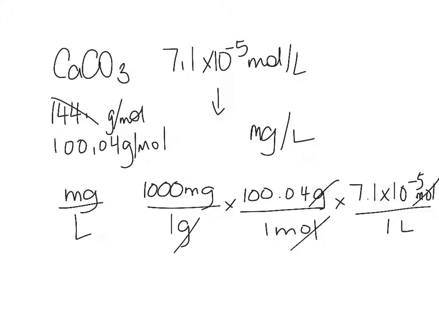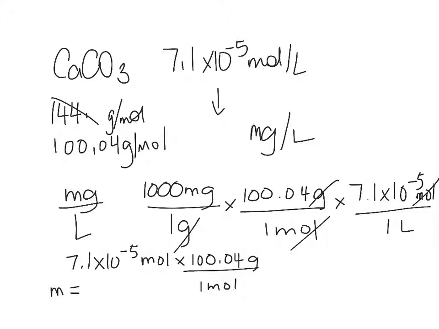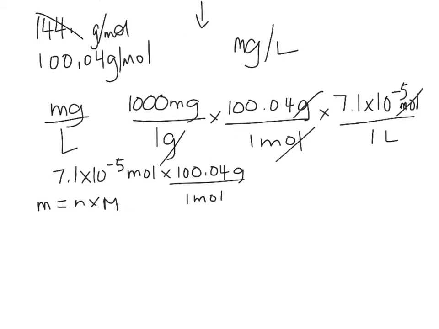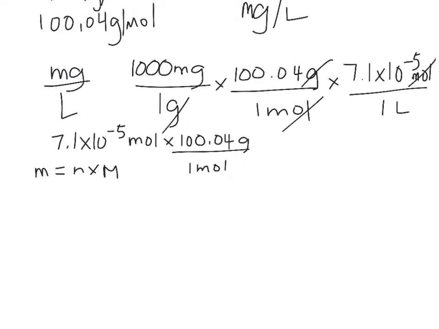Some of you are still uncomfortable doing the math this way, and that's okay. So, 7.1 times 10 to the negative 5 moles times 100.04 grams per 1 mole will give you the mass. Right? This is moles times molar mass. So now you know grams, convert it to milligrams, you've got 1 liter.